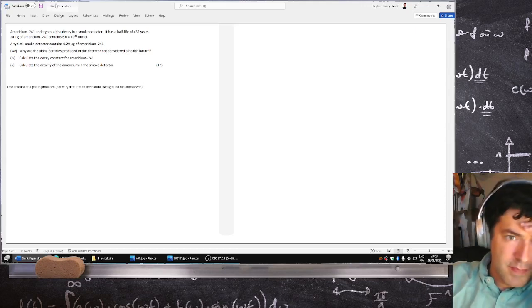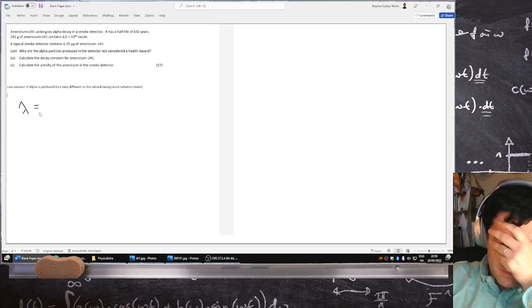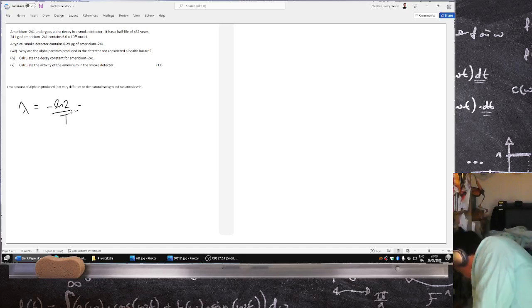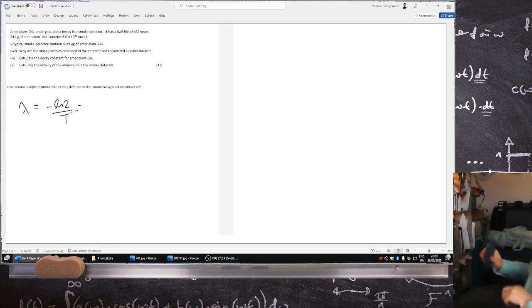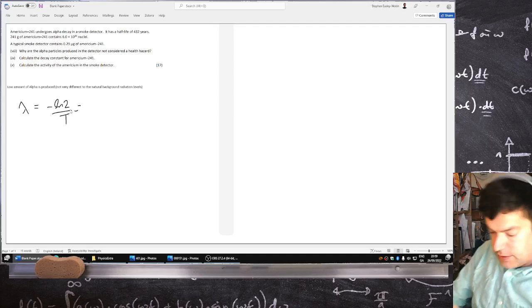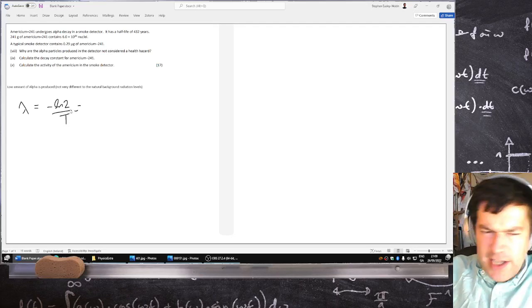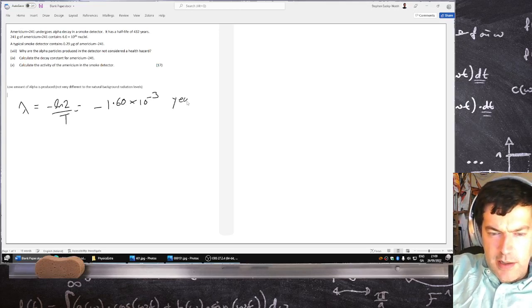Calculate the decay constant. The decay constant, lambda, if I remember correctly, I think it's minus log 2 over the half-life. I'm going to need to get my calculator out. Let's go with 3 significant figures. 432 years. Actually, you could use units of years. That'd be minus 1.60 times 10 to the minus 3 per year.